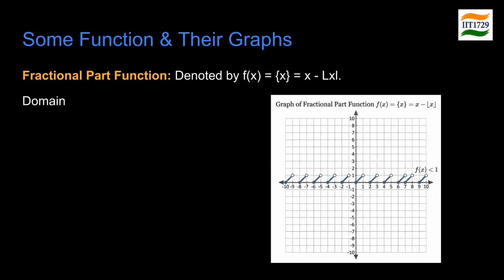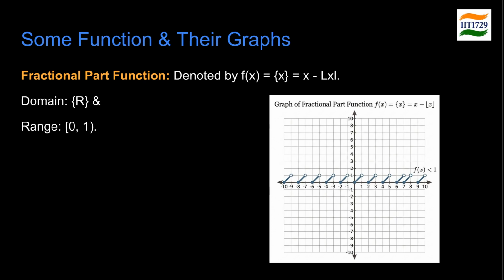The fractional part function is defined as x minus the floor of x. It has a domain of all real numbers, and its range is the interval from 0 inclusive to 1 exclusive. That is, range is 0 to 1, but 0 included and 1 excluded. You can understand it with the help of the graph.